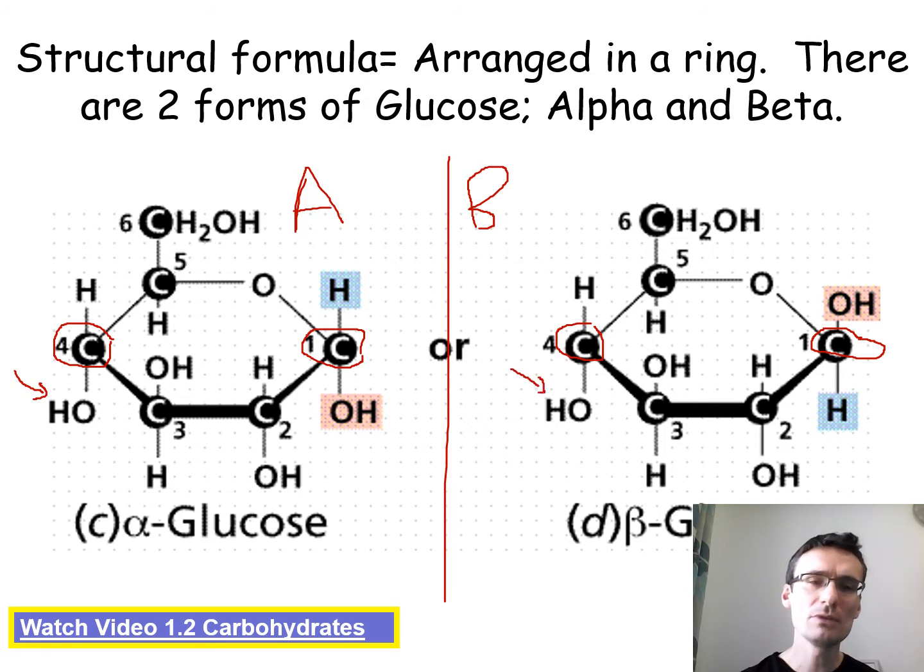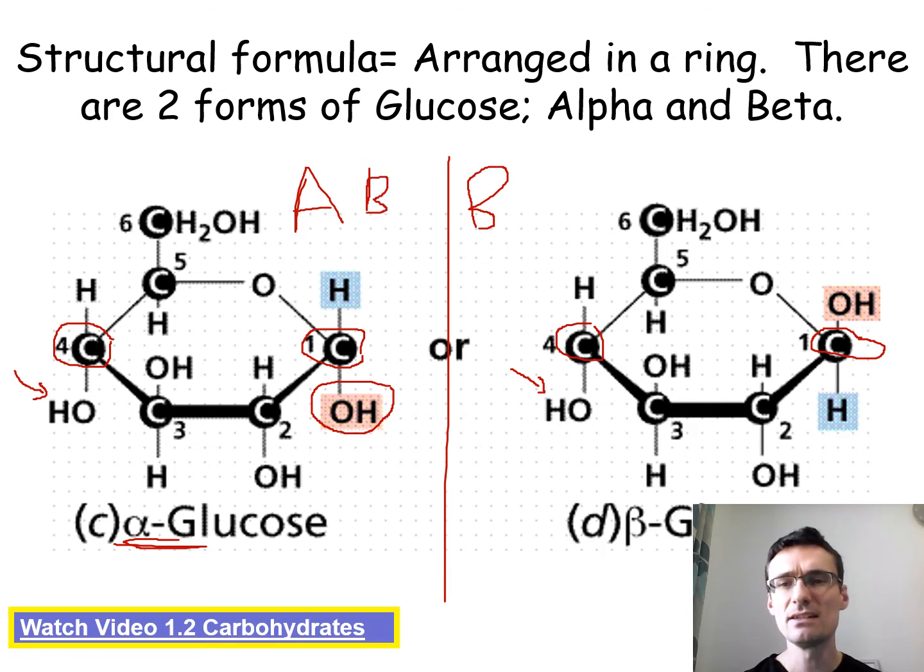But on alpha glucose, this one here, on carbon 1, the OH group, the hydroxyl group, is below. So in alpha, it is below, and in beta, the OH group is above. Hence the term ABA, alpha below, beta above. And it's all about those hydroxyl groups which form the condensation reaction bond, sorry, the glycosidic bond between sugars.